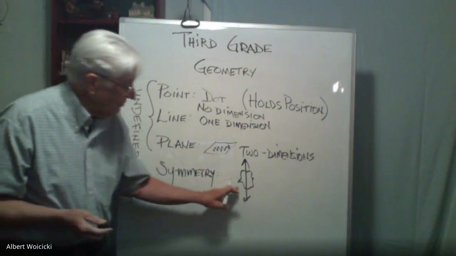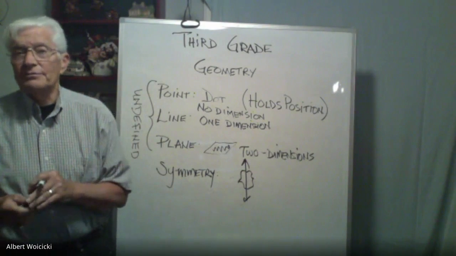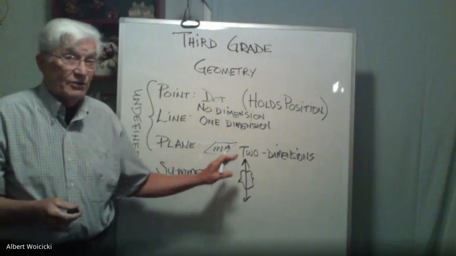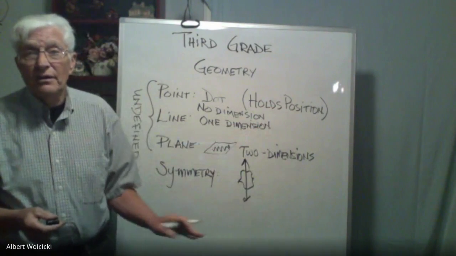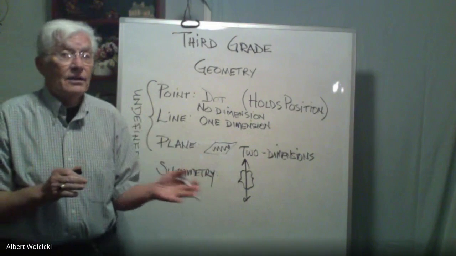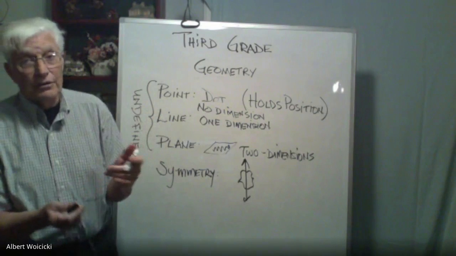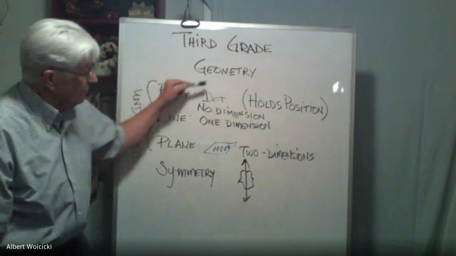So symmetry means what's on one side of the line is on the other side of the line. And that doesn't mean the line has to be vertical. It could be a horizontal line. It could be a diagonal line. But no matter where the line is, what's happening on one side is also happening on the other. Four terms that you're going to run into in geometry.